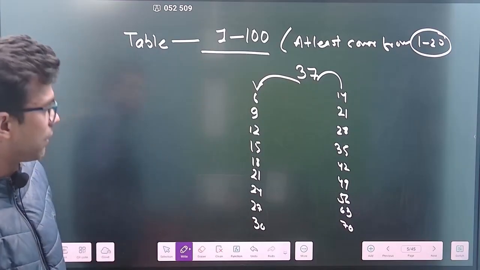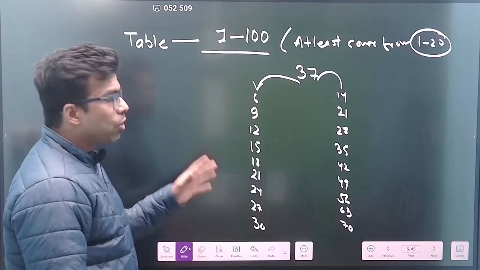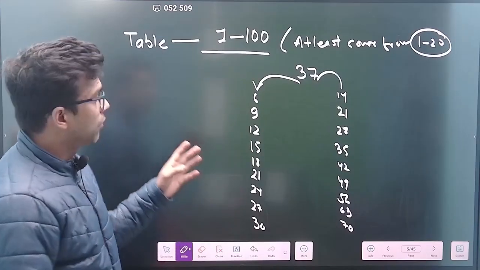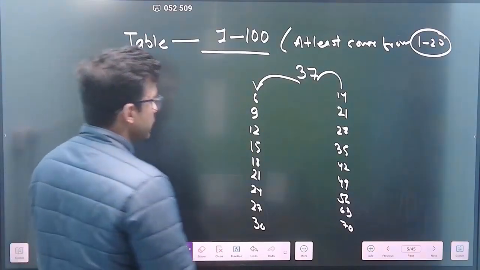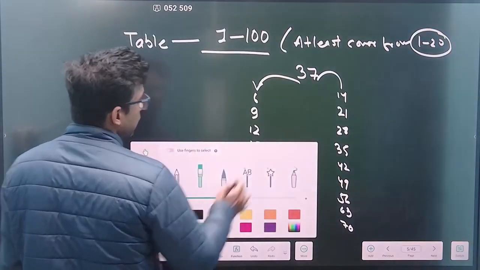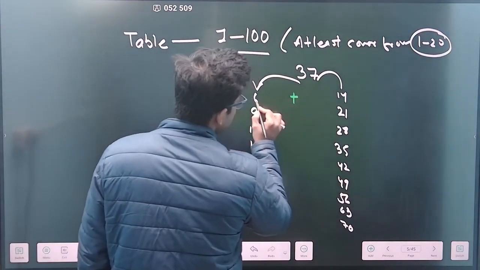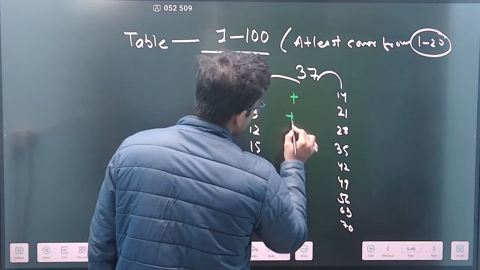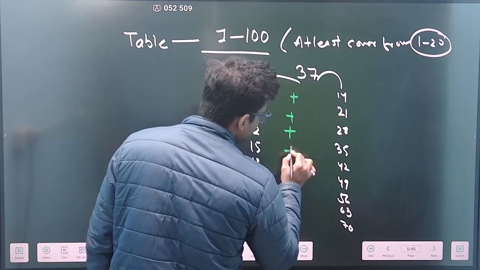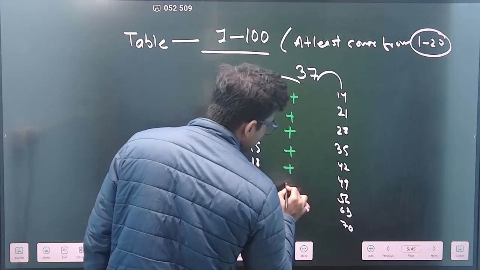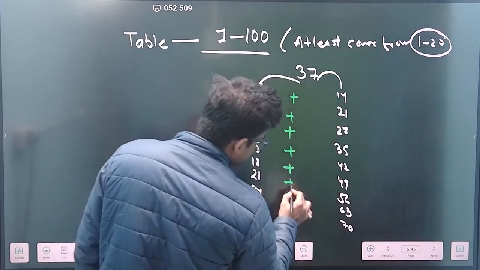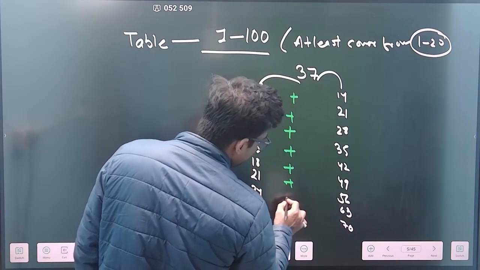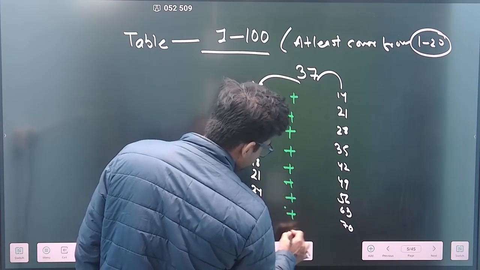Now if you want to write the table of 37, club these numbers: 3 and 7, 6 plus 14, 9 plus 21, 12 plus 28, 15 plus 35, 18 plus 42, 21 plus 49, 24 plus 56, 27 plus 63, and 30 plus 70.